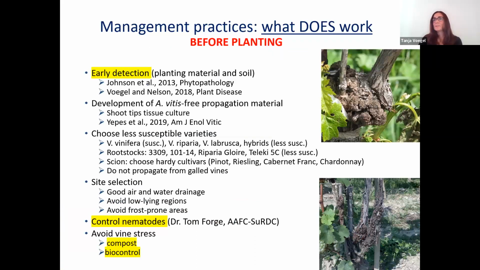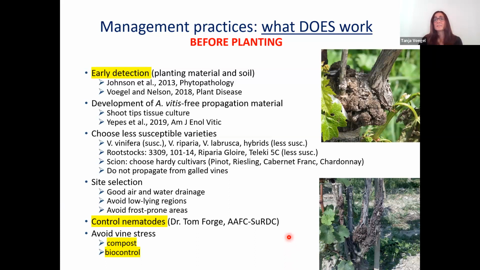So here are a few management practices that do work. And this slide shows the things that can be done before planting. And everything that's highlighted in yellow are some of the studies that we have done in our lab. And I'm going to expand on those topics later on in the presentation.